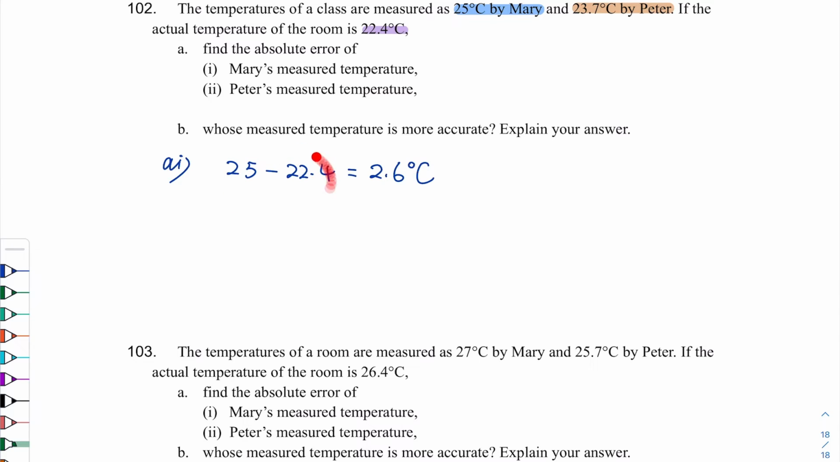Click the calculator, by the way. Don't do it in your head. You might get it wrong. Even for 1 plus 1 during the exam, use calculators.